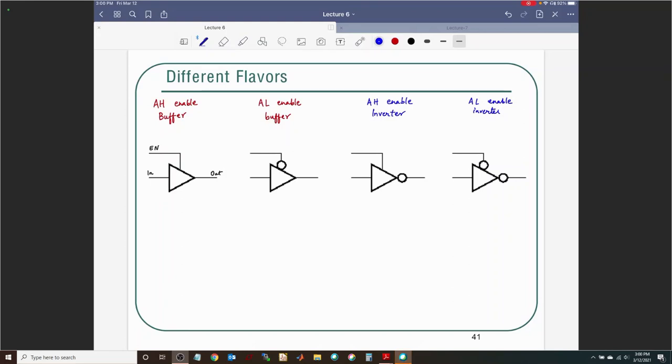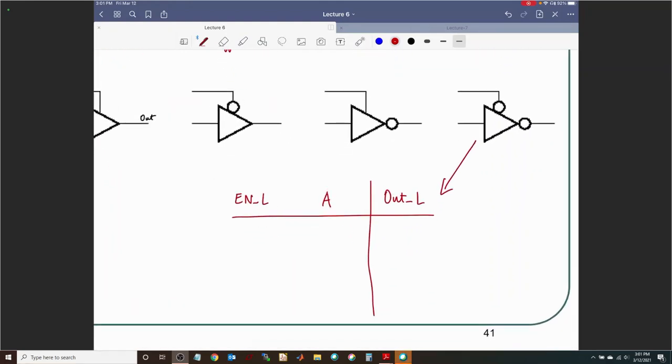Just for the sake of completeness, let us take one of these and try to write its truth table, because this has a little bit more circles. What I'll do is I'll try to take this guy and write out its truth table. So I have three inputs, right? I have an active low enable, I have an input called A, and an output underscore L. So four possibilities: low, low, low, high, high, low, high, and high.